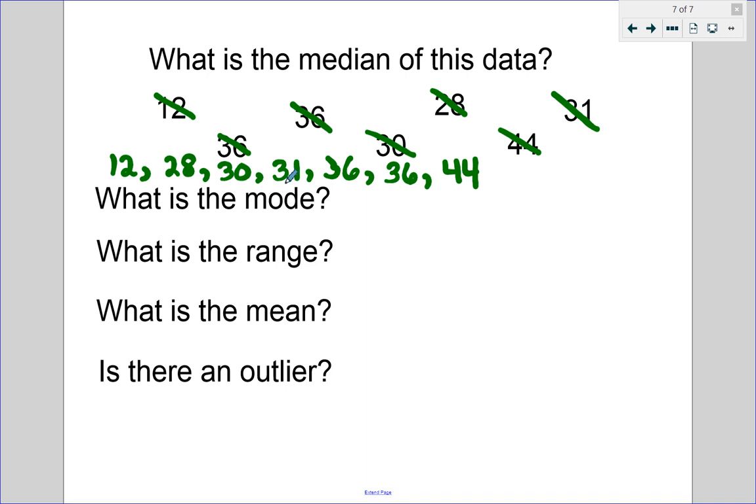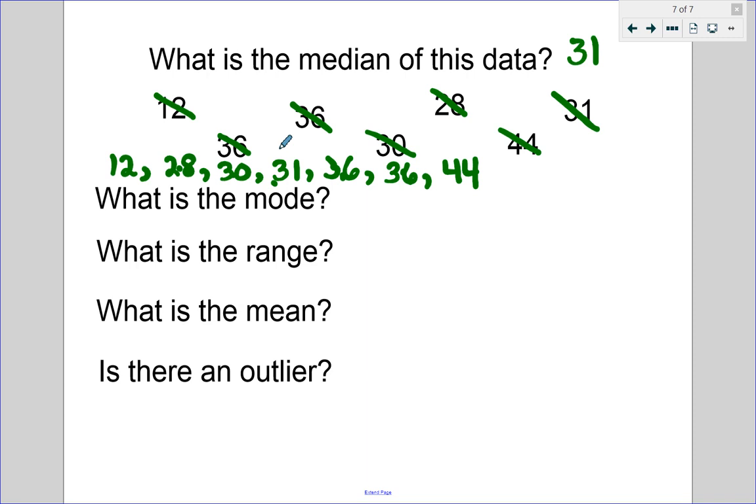12, 28, 30, 31, 36, 36, 40. We're looking for the median. So we say, okay, this one pairs with that one. This one pairs with that one. This one pairs with that one. And 31 is in the middle. Okay, you can draw the lines, you can cross them out, however you choose to make sure you get to the middle number. Use your fingers, however. Alright, so our middle number is 31 because I have 3 on the left and 3 on the right, so that has to be in the middle.